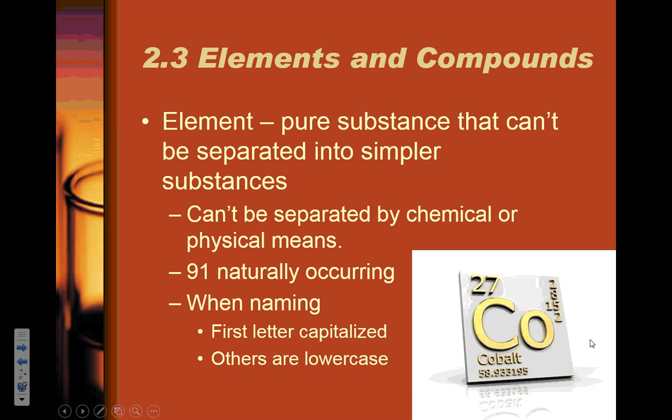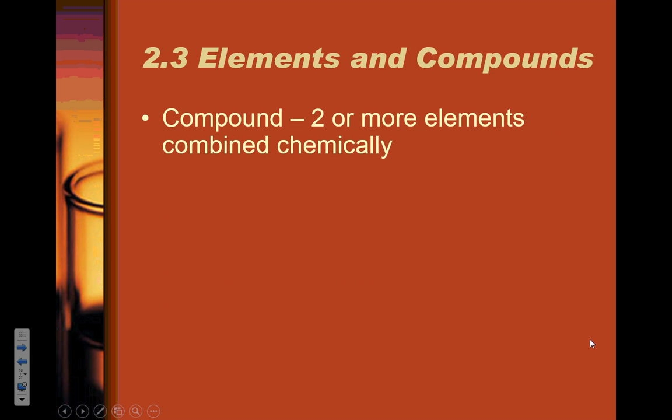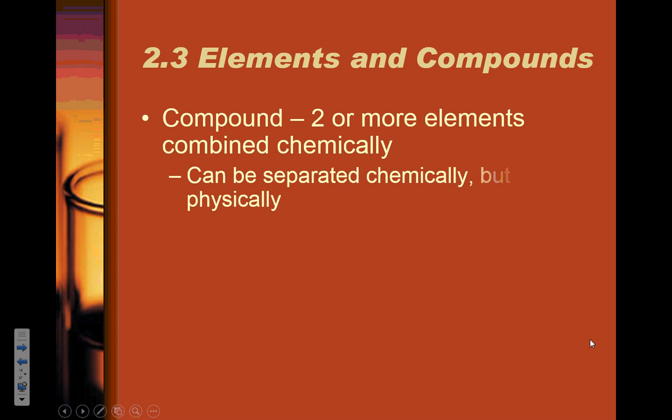Now, when we name an element, or write its symbol, I should specifically say, we always use the same format. The first letter in the symbol is always going to be capitalized. The other letters are going to be lowercase. Now, compounds, on the other hand, are two or more elements that have been chemically combined. Well, if they've been chemically combined, they can be chemically separated. And once again, they can't be physically separated, neither can elements, because physically separated things would be mixtures.